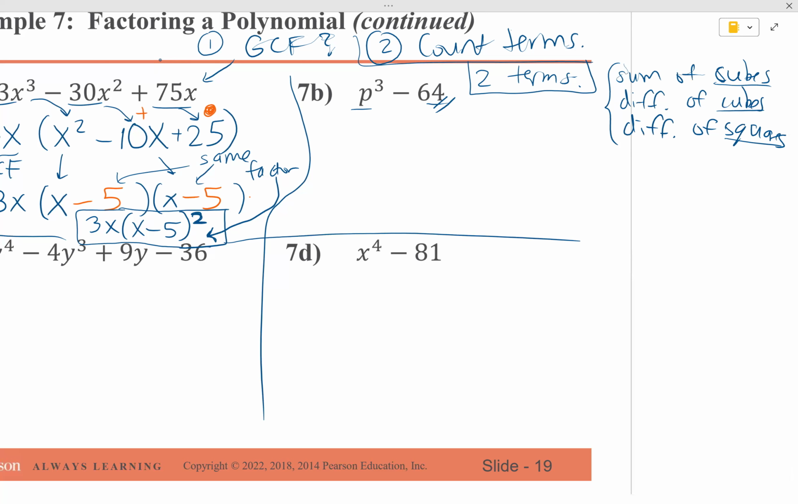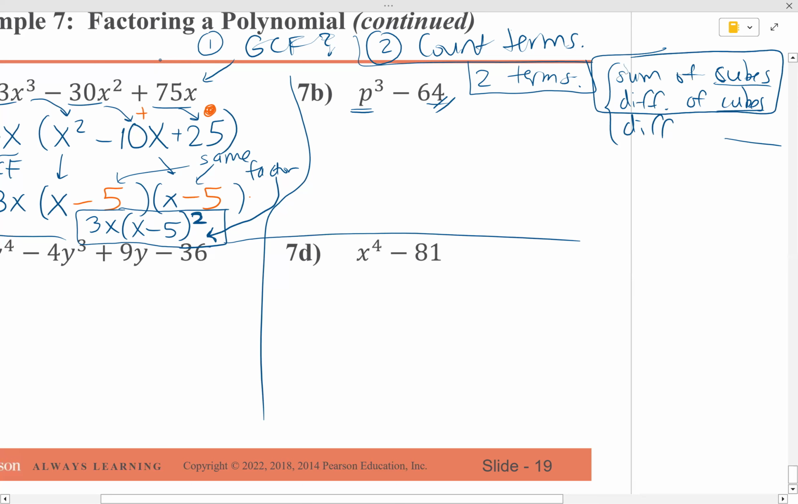64, thanks a lot. What about you, p to the 3rd? You are a 3rd power, so you're a cube. That means it can't be difference of squares because that's not a square. 64 fit the bill, but not the cube. So, okay, it's got to be one of these. Is it sum of cubes or difference of cubes? There's a minus between them, so it's difference of cubes. Aha, okay. So now we know which technique to use.